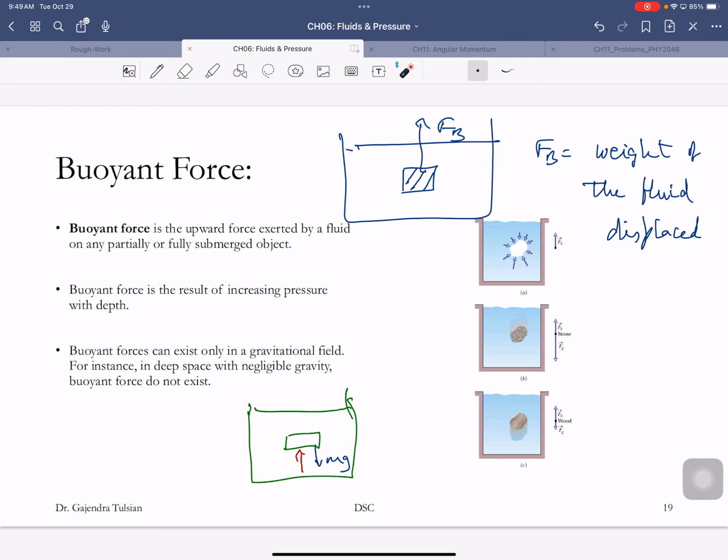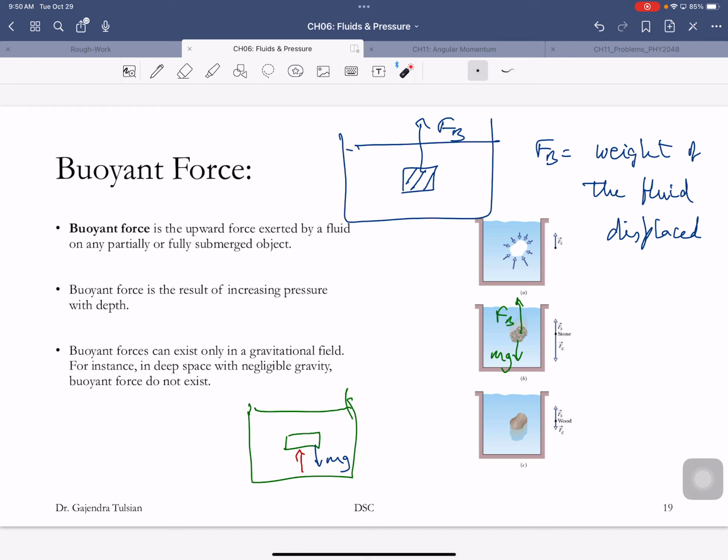The buoyant force: if you immerse an object in a fluid, it will feel an upward force. Every object feels an upward force. That is because the pressure at the top is smaller than the pressure at the bottom, and so there's a net upward force on the object. So there's the force of gravity, that's the weight of the object, and there's the buoyant force.